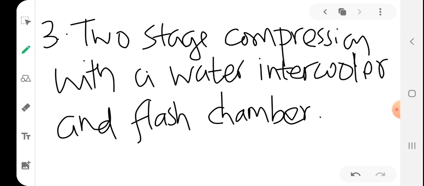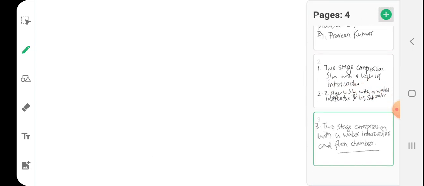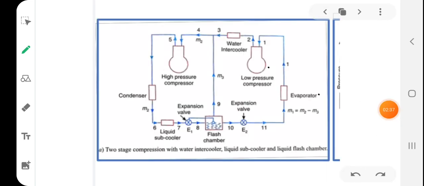Before that, I will teach you the working of the system. After giving a brief about the system, we will go into detail with the flash chamber. What actually is a flash chamber? So students, this is a schematic diagram representing a two-stage compression with water intercooler, a liquid subcooler, and a liquid flash chamber.